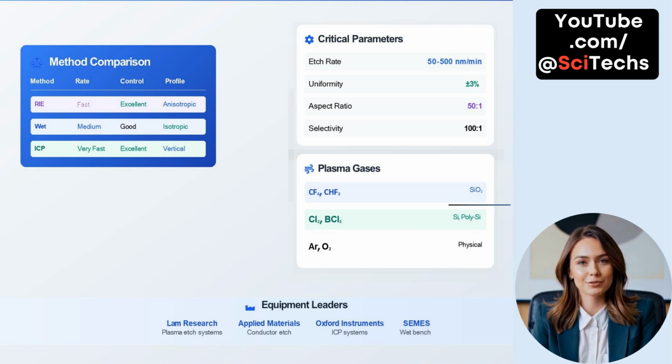Etch rates range from 50 to 500 nanometers per minute. Uniformity across wafers is typically within plus or minus 3%. High aspect ratios like 50:1 can be achieved, and selectivity between materials may reach up to 100:1. Common plasma gases include CF4 and CHF3 for SiO2 etching, Cl2 and BCl3 for silicon and polysilicon, and argon or oxygen for physical etching. Leading equipment providers include Lam Research, Applied Materials, Oxford Instruments, and Siemens.